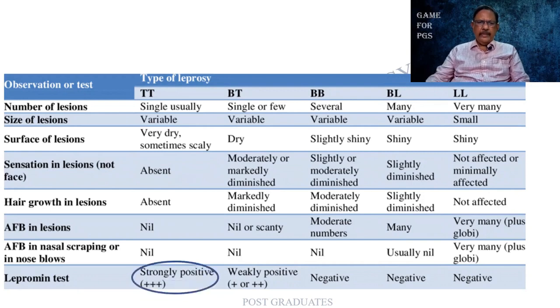In the lepromin test, it is strongly positive for tuberculoid type of leprosy. The second fact is, in Lepromatous leprosy, there will be many bacilli and globi. Also, they may be found in the nasal scrapings. This will have to be borne in mind. These two things alone: at one extreme, too many bacteria; at another extreme, a strong positive lepromin test. That much we shall remember. Nothing beyond it.